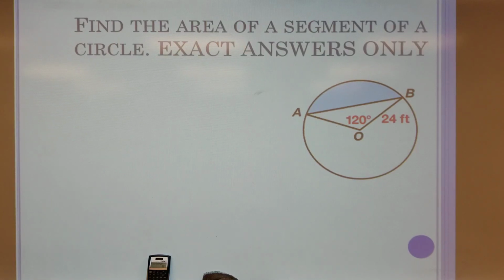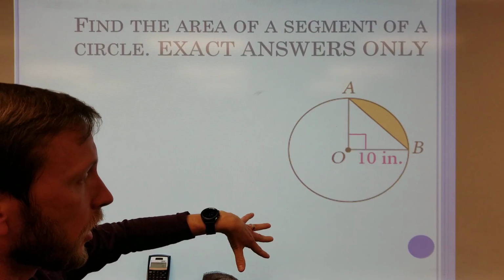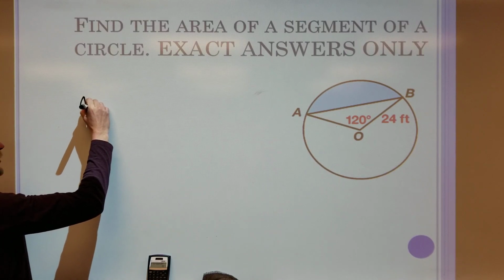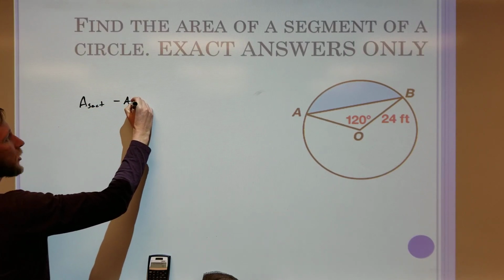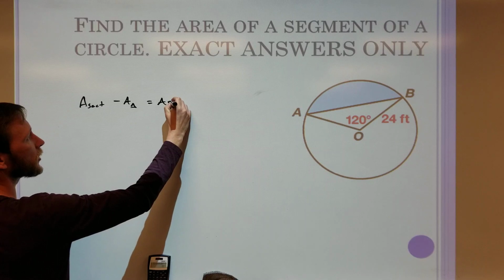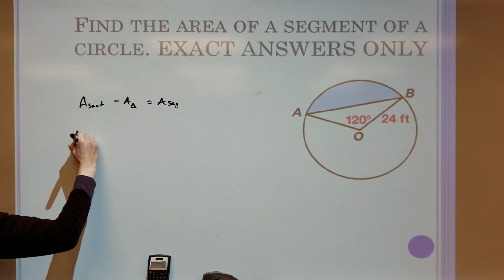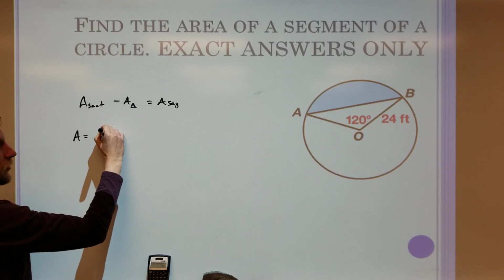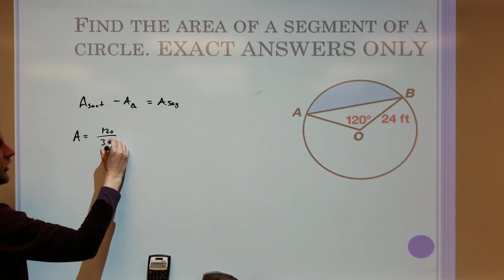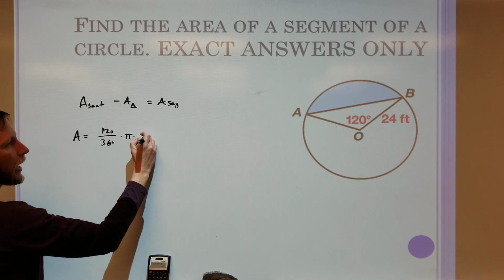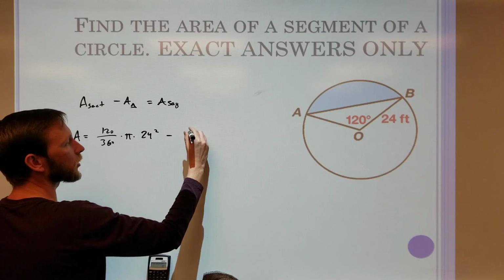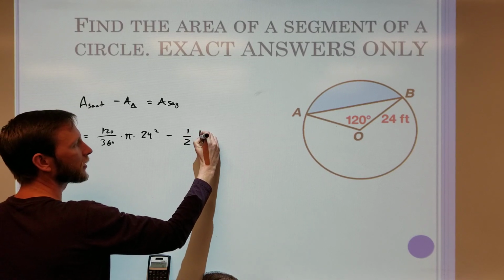So finding the area of the segment. I'm going to do one of these, and then I'm going to have you do the other. For this one here, we are going to find the area of the segment. The way that we're going to do that is we're going to find the area of the sector minus the area of the triangle, which is going to give us the area of our segment. So our area is going to be found by taking the area of this sector first, which is going to be 120 degrees out of the 360, multiplied by pi times our radius squared. Then we're going to subtract the area of our triangle, which is 1/2 of base times height.